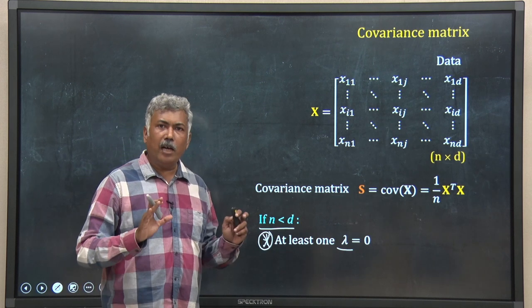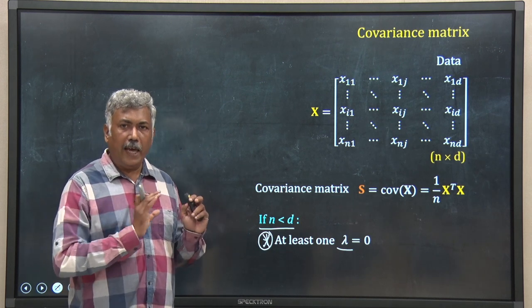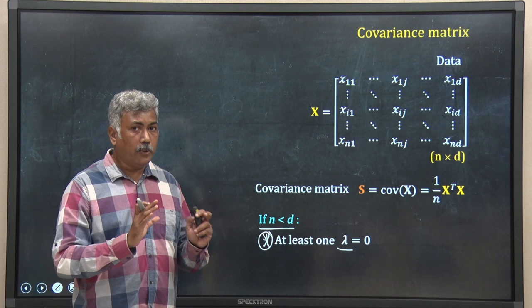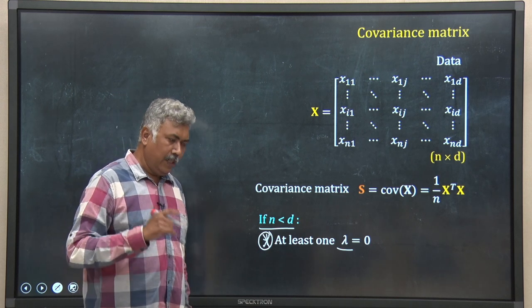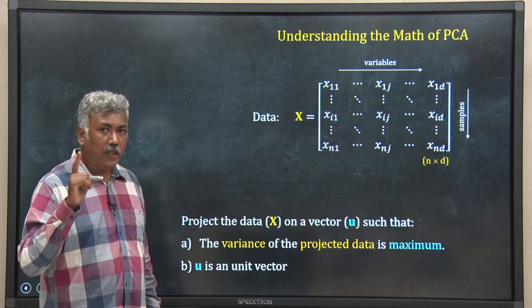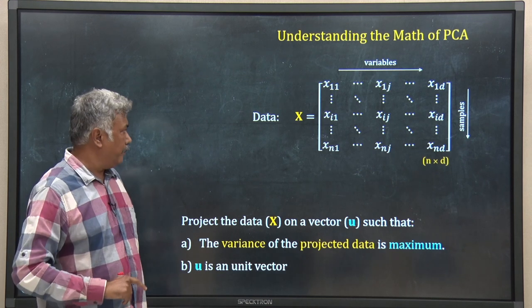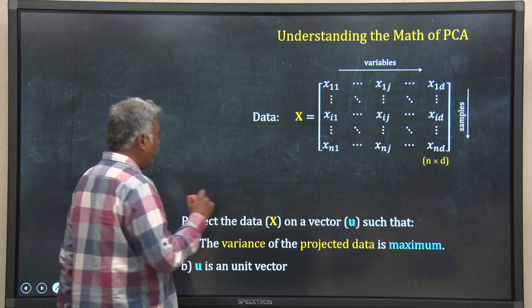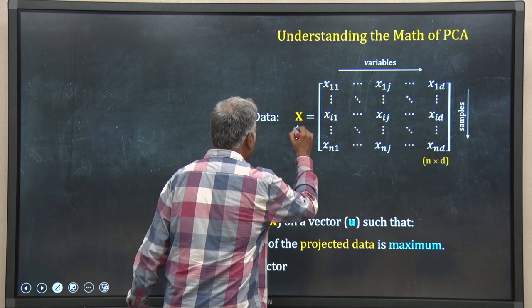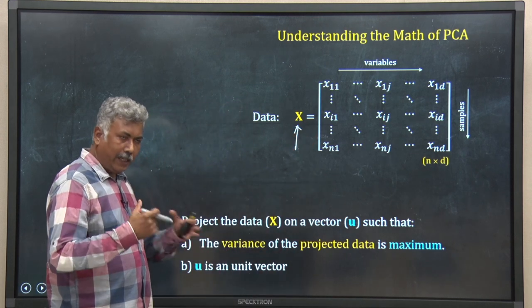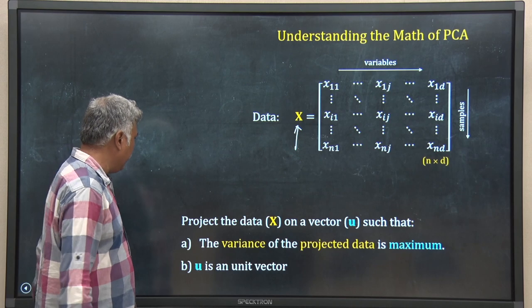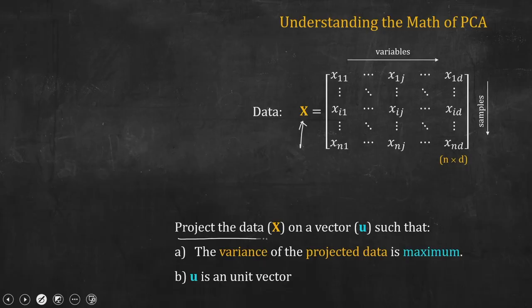Now, that is enough for the basic concept of variance, covariance, and the projection of data on a vector. Let me get back to what we were doing earlier, the mathematics of PCA. So, what is our purpose? I have an n into d matrix X, which holds my data, n samples, d variables. I want to project the data X on a vector u, such that u is a unit vector, and the variance of the projected data is maximum.